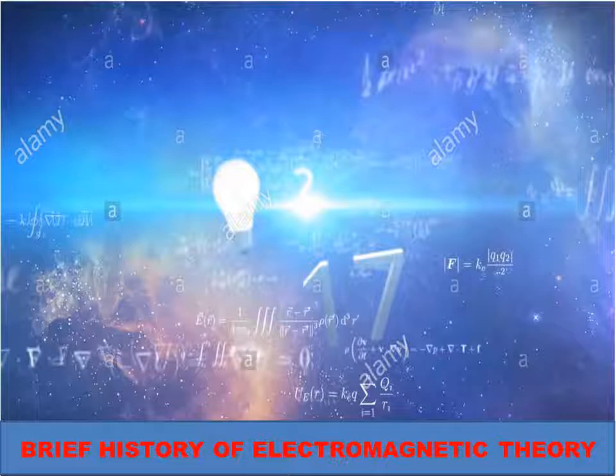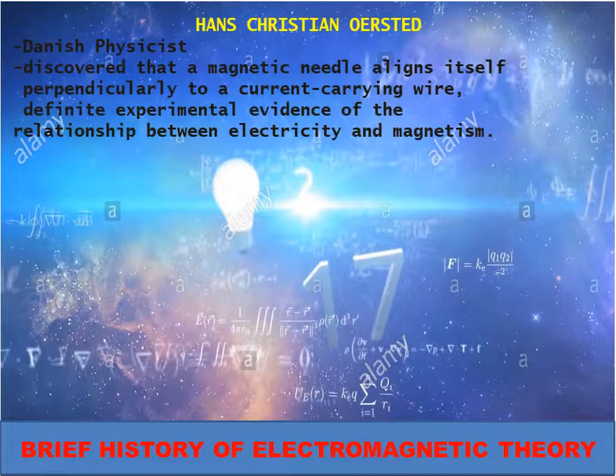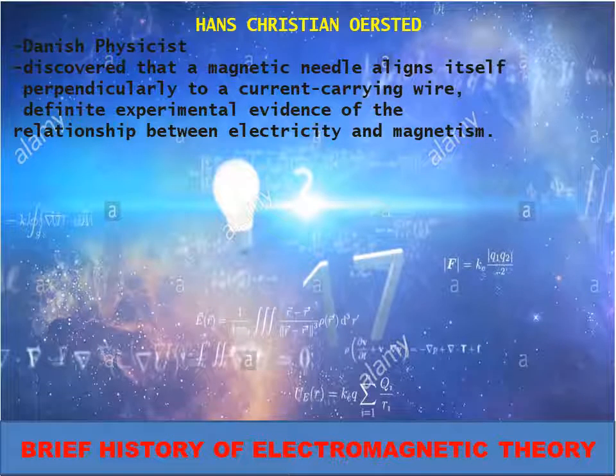We're going to also discuss the brief history of electromagnetic theory. When we say history, there are persons involved in studying this. Let us know who are the persons involved in studying electromagnetic theory. Without them, we would not know this theory. First, we have Hans Christian Ørsted, a Danish physicist, who discovered that a magnetic needle aligns itself perpendicularly to a current carrying wire, definite experimental evidence of the relationship between electricity and magnetism.